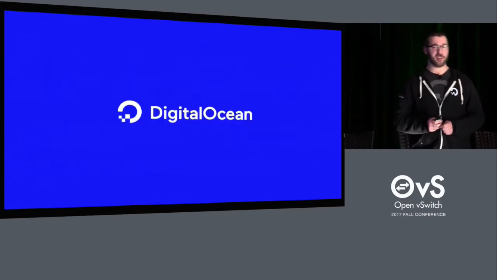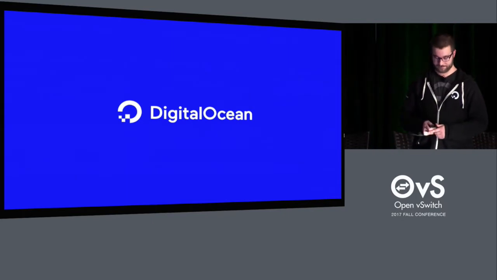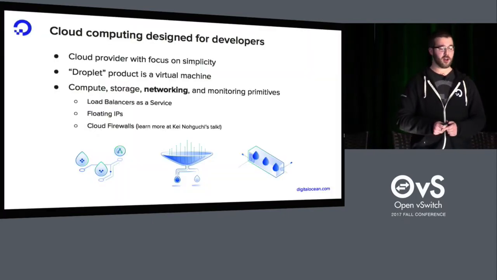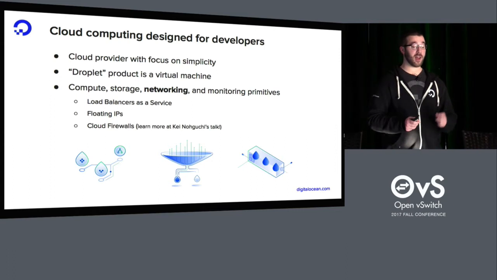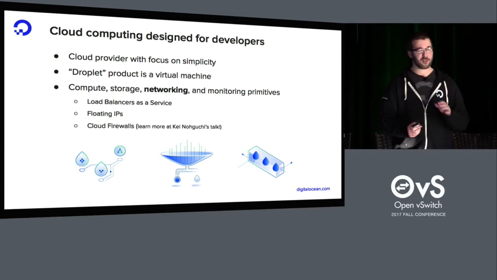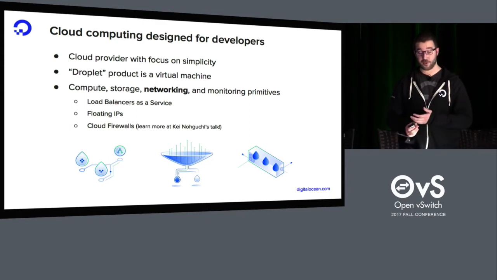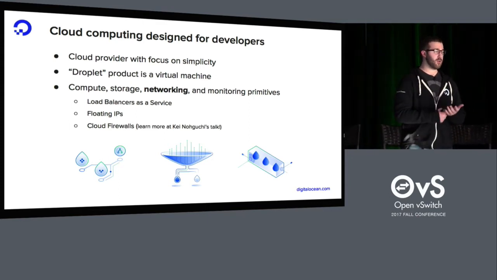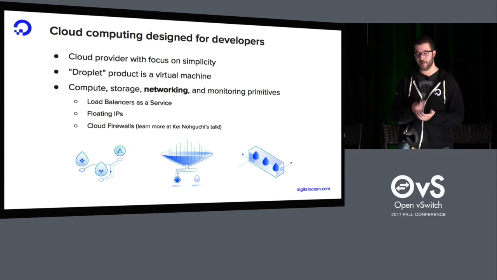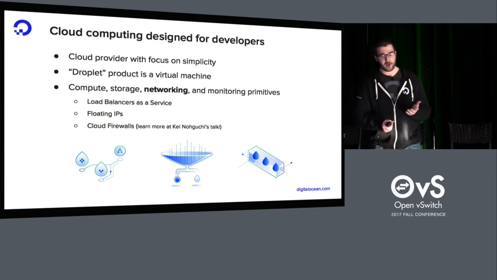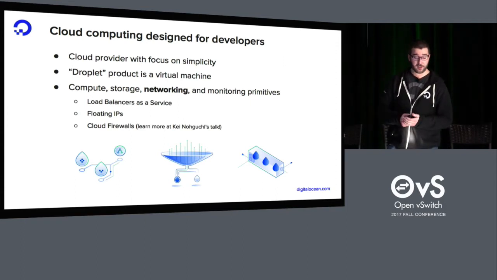So I'd like to introduce you to DigitalOcean for those who aren't familiar. DigitalOcean is a cloud provider with a focus on simplicity. So we really strive for simplicity above all else. Our Droplet product is a virtual machine, but we also offer compute, storage, networking, and monitoring primitives. For networking, we offer features like load balancers as a service, floating IPs, and cloud firewalls, which my colleague Kei Noguchi talked about yesterday.